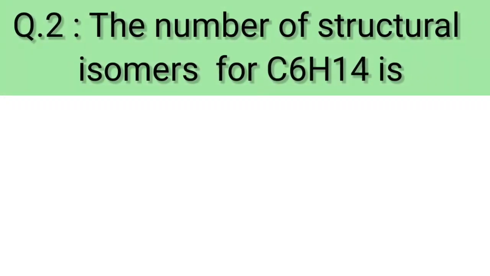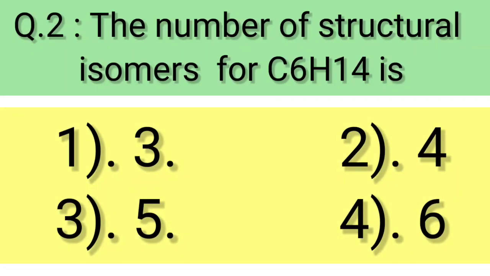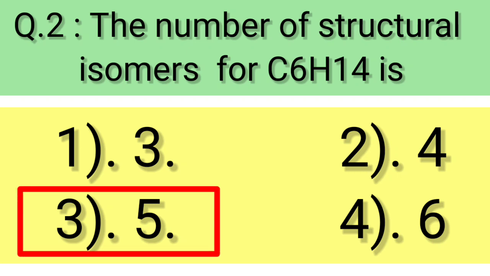The second question on your screen: the number of structural isomers for C6H14 is. You have to tell me the number of structural isomers, and the options are 3, 4, 5, or 6. The correct option is option number 3, that is 5.